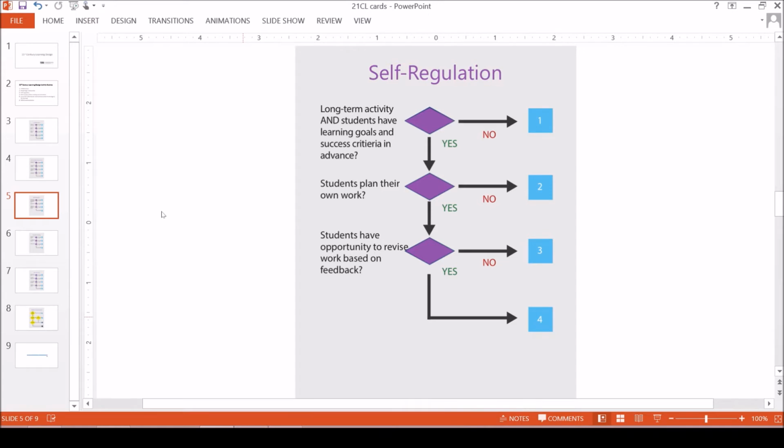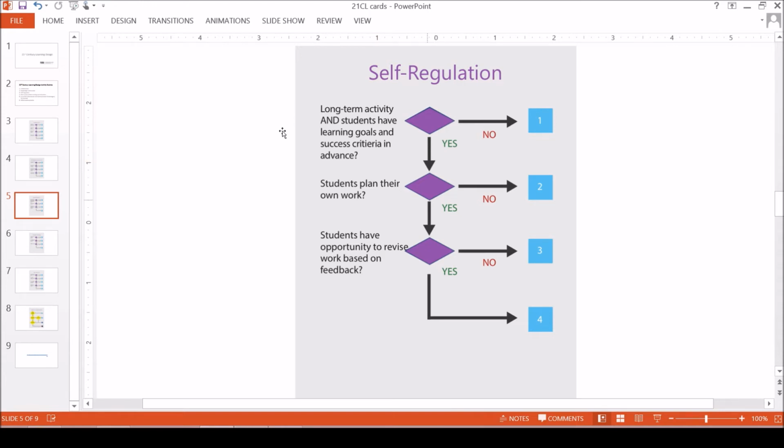If the reason they're trying to learn it is because the teacher said so or because it's on the test, then that's not necessarily self-regulation. And the rubric bears that out. Notice the first one asks if the activity is long-term, and do the students have learning goals and success criteria defined for them in advance? That's the first step towards self-regulation.